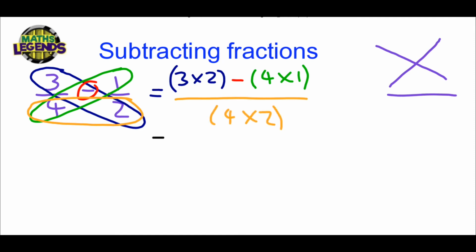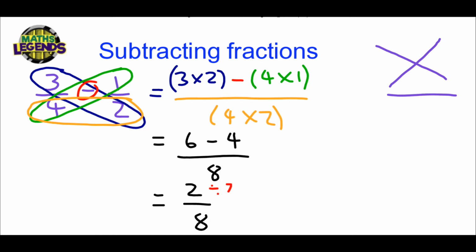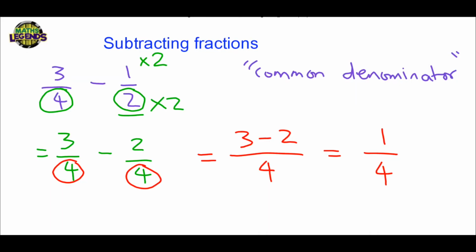We then simplify. So 3 times 2 is 6, minus 4 times 1 is 4, and 4 times 2 is 8. We simplify further, so we get 2 over 8, and then we divide top and bottom by a common number. So here we can divide by 2 and divide by 2, and that gives us 1 over 4. Now remember, this is the same answer we got in our previous method.